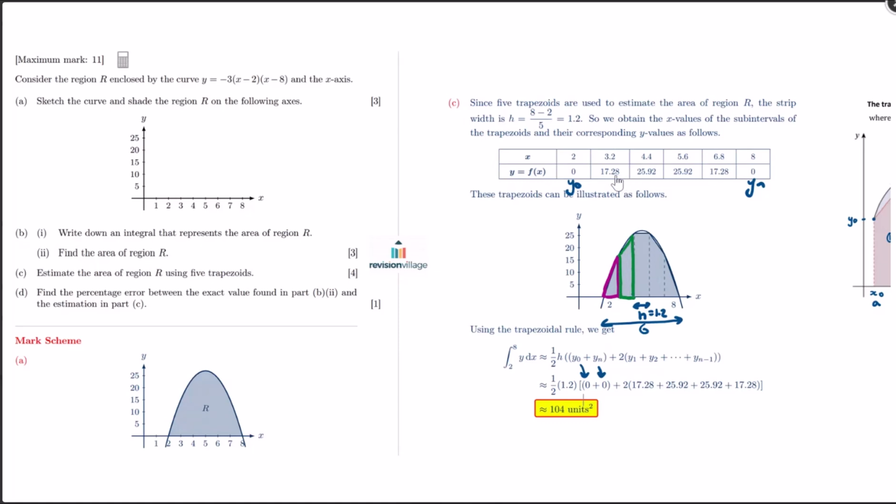So I did that for all the sides of the trapezoids. I created this table of values that then allowed me to sub these values into the trapezoidal rule formula, this row here, and then we can use our calculator to find out what this row here is equal to.